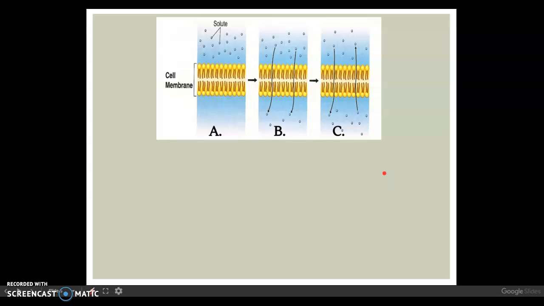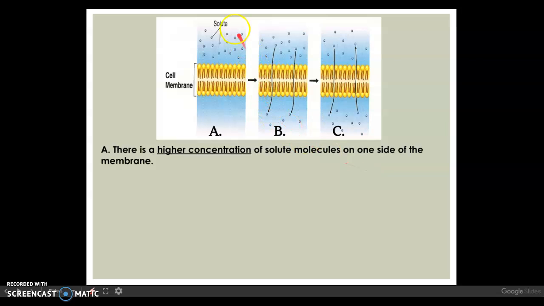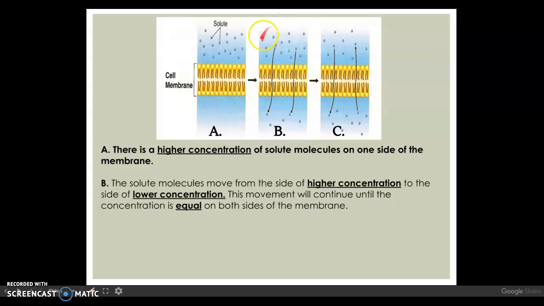We're going to look at another diagram that's very helpful for this. In A, you see a high concentration of some solute molecules on one side of the cell membrane. Next, in B, you see that these solute molecules are naturally moving from the area of high concentration to an area of low concentration. This movement is going to continue until the concentration is equal on both sides of the membrane.